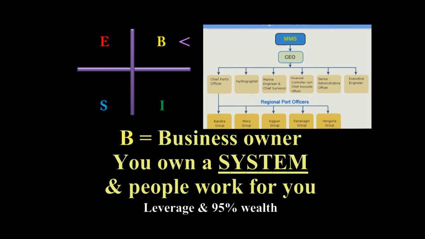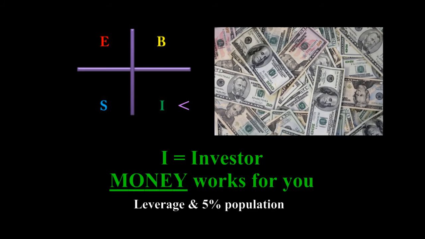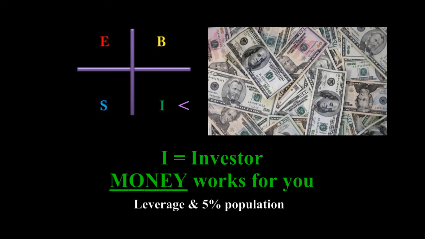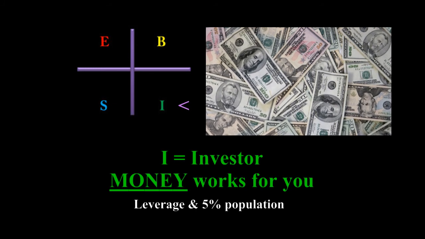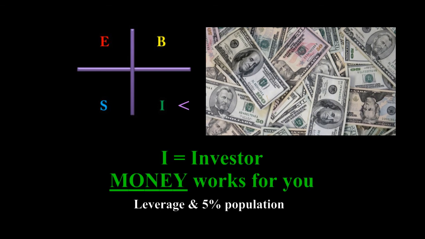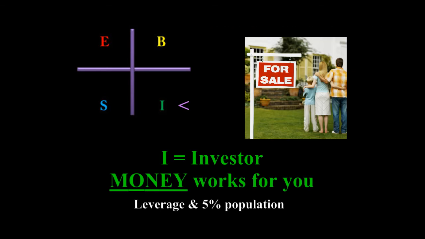If you look to the bottom right hand side, you're going to see the I, investor quadrant. Now this means money works for you and there's leverage in 5% of the population here. Those belonging to the I quadrant are called investors, and they are most adept at making money work for them, and in some cases they even use other people's money to make more money. Does anybody have a house mortgage that they're paying on? Chances are that if you are paying on a mortgage, most likely you're paying an investor.